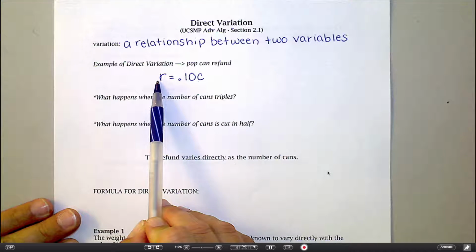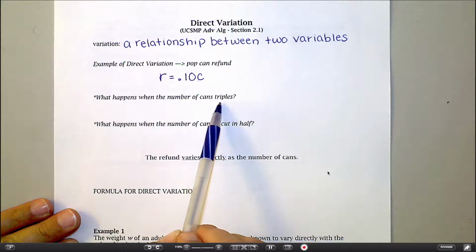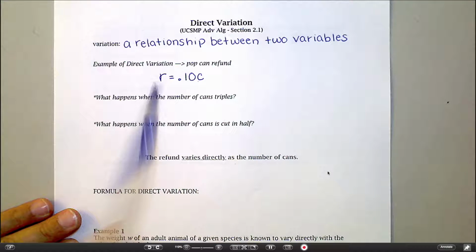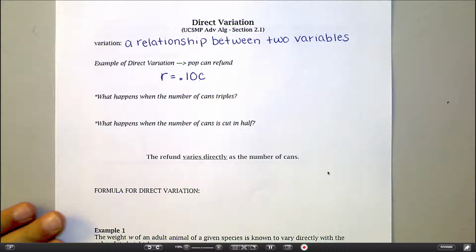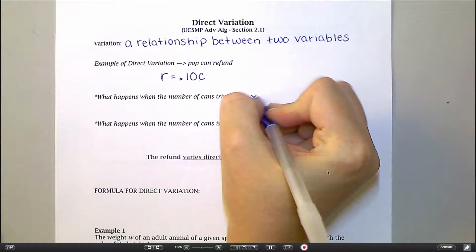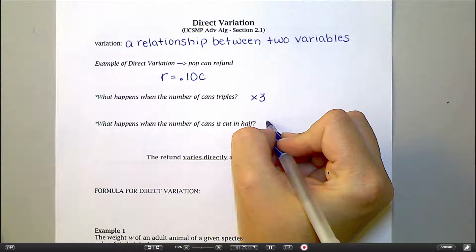So using this relationship, I want you to think about what's going to happen to your refund if you triple the number of cans, and then what's going to happen to your refund if the number of cans gets cut in half. You'll probably have a question pop up in just a second on that. Okay, so hopefully you came up with, if your number of cans triples, then your refund triples. And if your number of cans cuts in half, then your refund cuts in half.